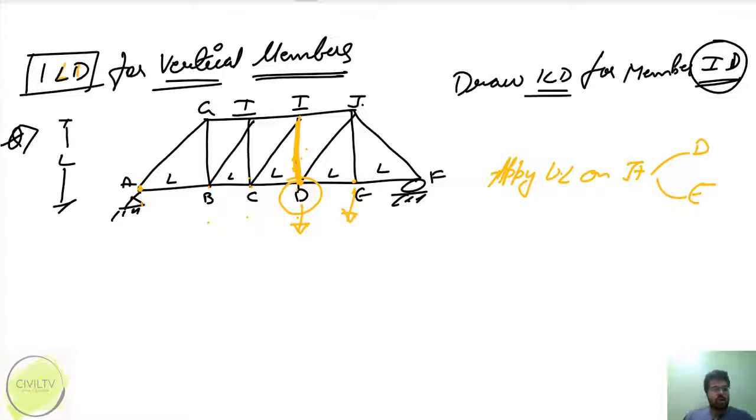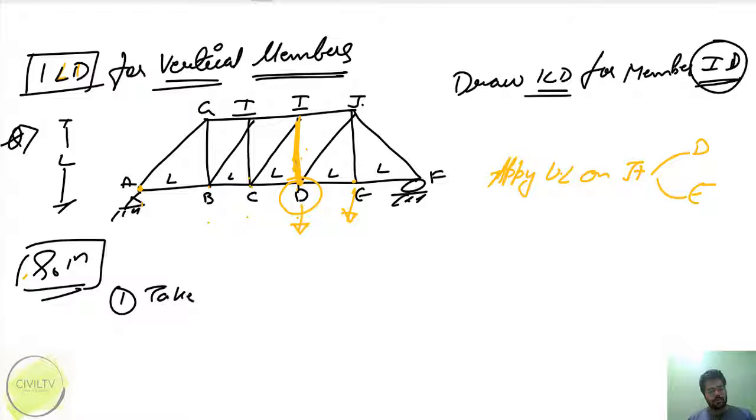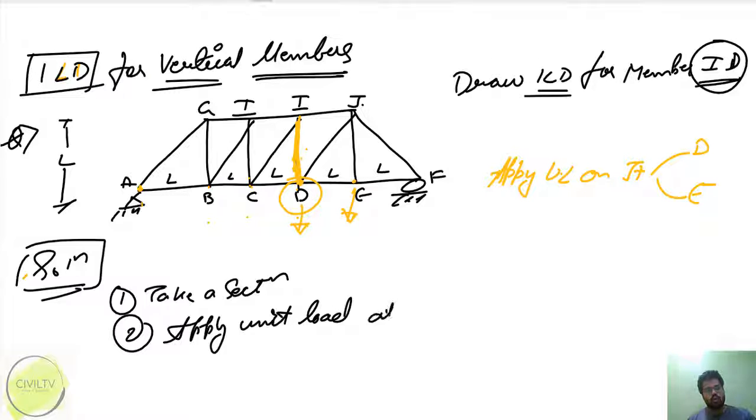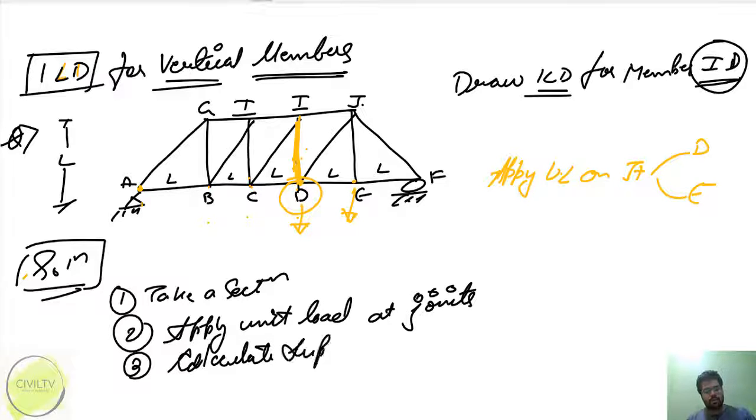Okay, so let's start with the solution. First, what I will do, we know the steps, right? What are the steps? First I will take a section, second apply unit load at joints. Okay, what I will do next, third calculate support reactions.